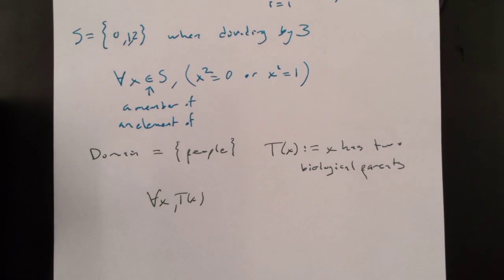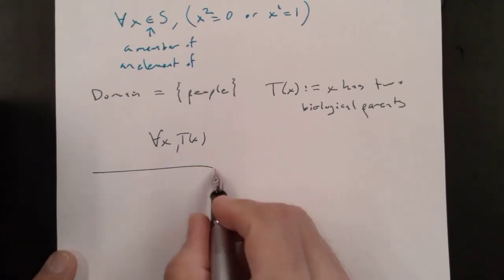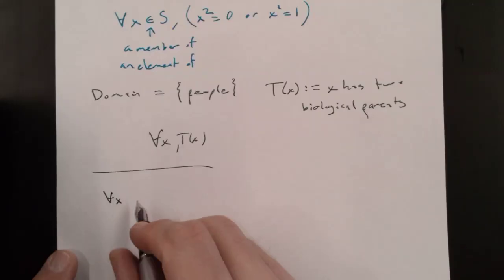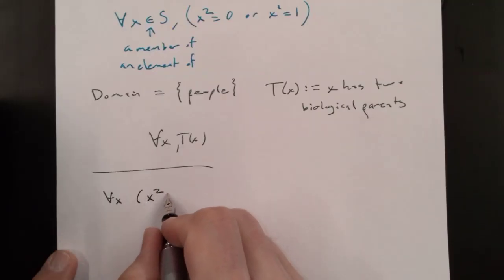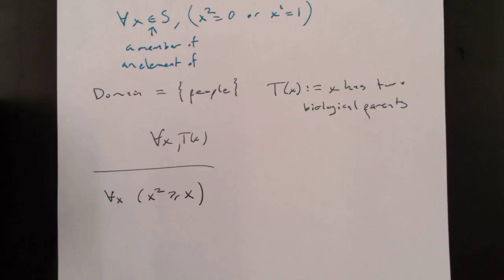Now, the idea that the domain matters can be worked with just in numerical statements. Depending on my domain, this sentence could be true or it could be false.